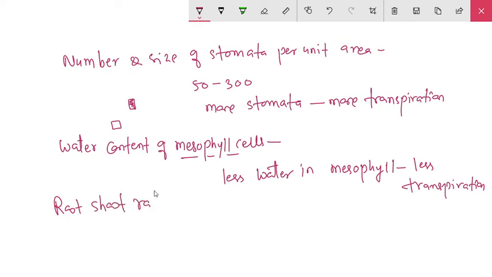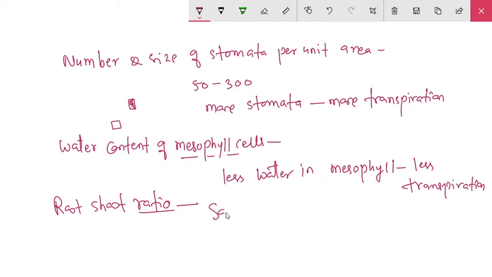shoot ratio. Okay, root shoot ratio. So the rate of transpiration is increased with the increase in the root shoot ratio. Okay, the amount of roots present relative to the shoot. That is known as the root shoot ratio. म्हणजे शूटच्या तुलनेमध्ये रूट किती प्रमाणात आहे त्याला आपण रूट शूट रेशिओ म्हणतो.